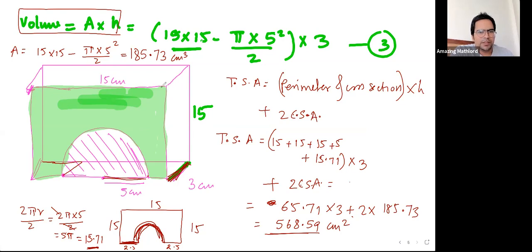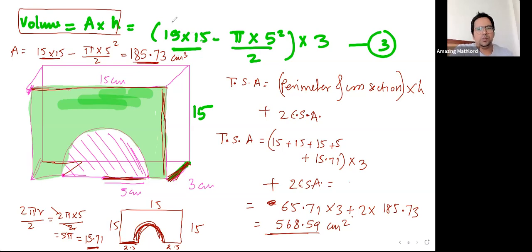So with the given dimensions, this is a square. You can see that this is 15, this is 15. So the area of the square is 15 times 15, length times width, minus pi times radius squared upon 2. I'm finding the area of cross section by subtracting the area of the semicircle from the area of the square, and that answer is 185.73. Take the radius as 5 because of this. So we got this answer.